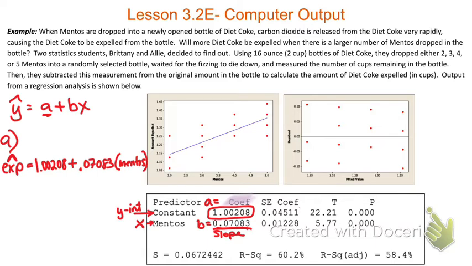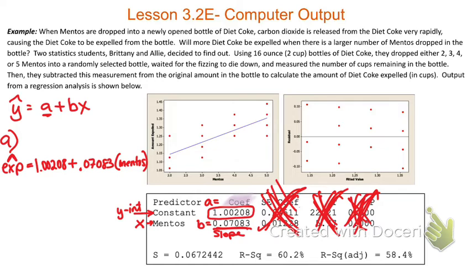Okay. The next thing here says SE coefficient. That stands for standard error of the coefficient, and you don't have to know anything about that until March. The next thing is the t-test statistic. You don't have to know anything about that until March. The next thing says P, but it actually stands for p-value. You don't have to know anything about that until like April. Just getting better and better.